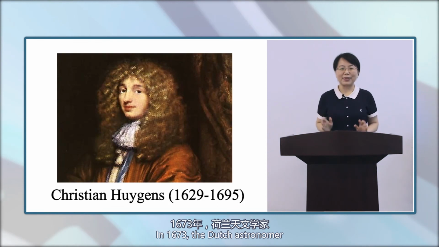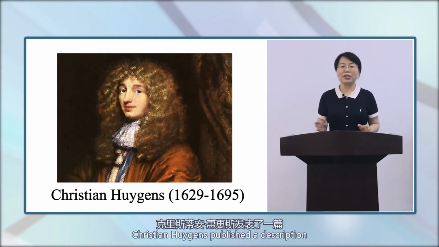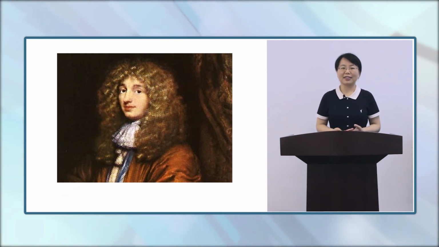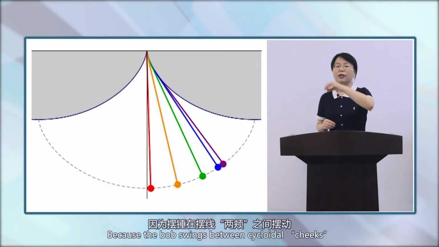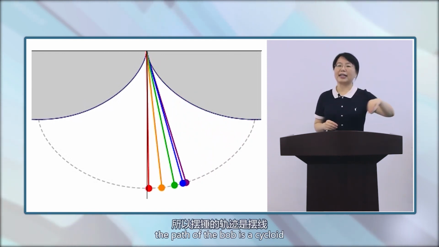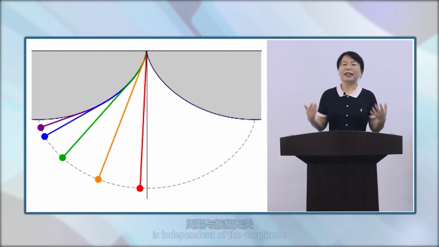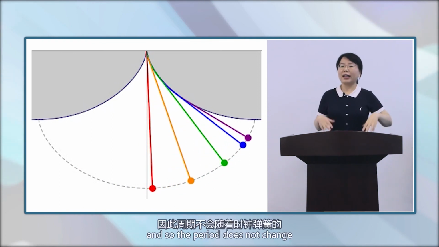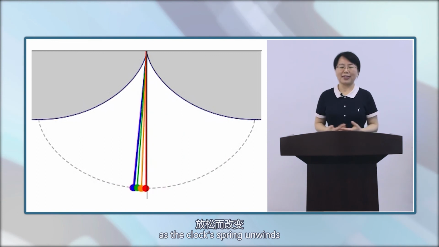In 1673, the Dutch astronomer Christian Huygens published a description of an ideal pendulum clock, because the bob swings between cycloid cheeks. The path of the bob is a cycloid. This means that the period of the swing is independent of the amplitude, and so the period does not change as the clock's spring unwinds.